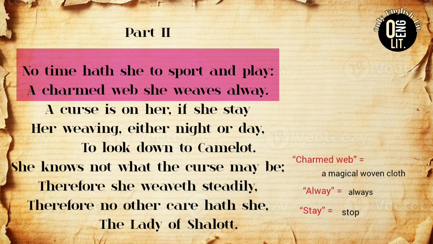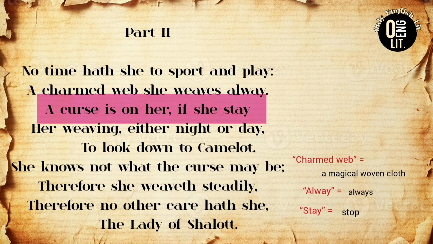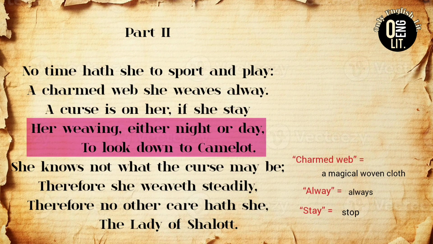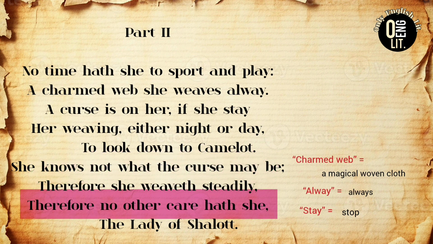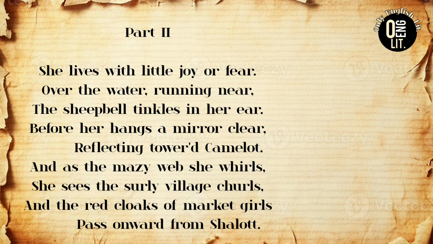She has no free time for happiness or relaxation because she is busy weaving a magical web constantly. If she stops weaving, a curse will destroy everything. So she has to weave all day and night, forbidding herself to look down at Camelot. She is aware of the curse but does not know how the curse will harm her. To be on the safer side, she weaves constantly as if there's nothing that could attract or tempt her. She lives with little joy or fear.